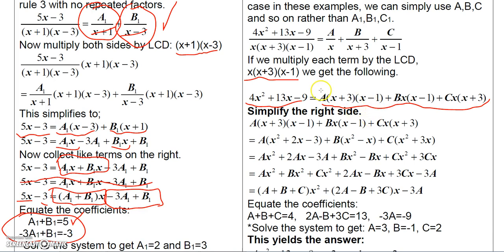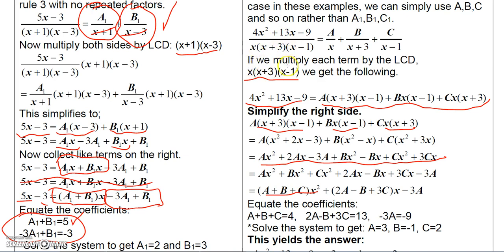Okay, now what I can do is simplify the right side. So go ahead and FOIL here, distribute here, and then multiply. After you FOIL here, multiply by a, and after you distribute on these two, multiply this by b and this by c, and then you'll get this right here. And notice that you have 3 terms with x squared in it. You have ax squared plus bx squared plus cx squared. So you can factor the x squared out, and you get a plus b plus c.